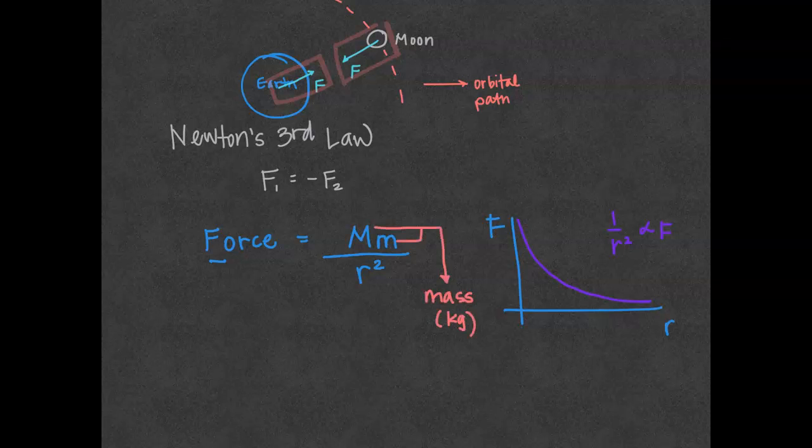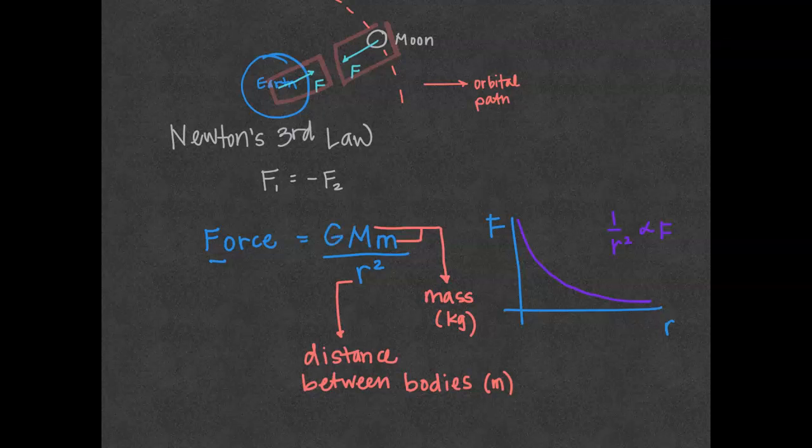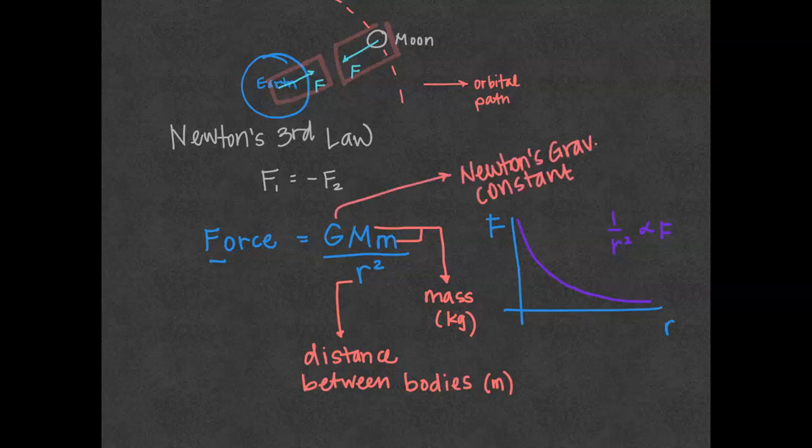Now, just like most other things in physics, there's also a constant, and we're going to call it a big capital G. The big capital G represents Newton's gravitational constant. The gravitational constant has a value of 6.67 times 10 to the negative 11. Now that's not a constant that you would have to memorize, just one you have to know how to use.